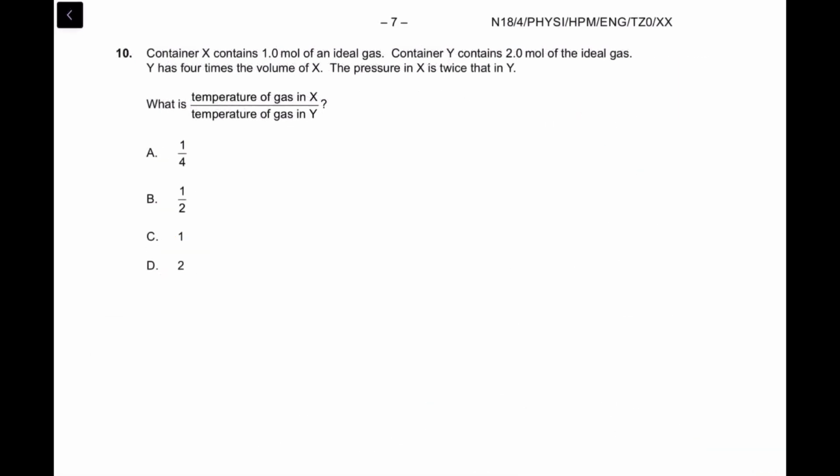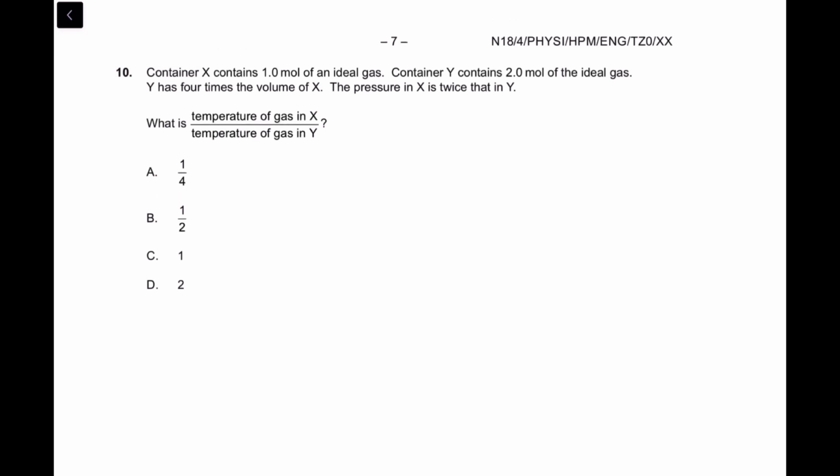So proceeding on to the next question, we have a container X that contains 1 mole of ideal gas, right? So suppose this is our container X. It contains how much? 1 mole of ideal gas, right? So I'm writing 1 mole. And there is our container Y. So this is our container Y.